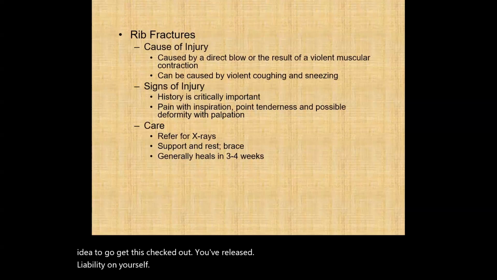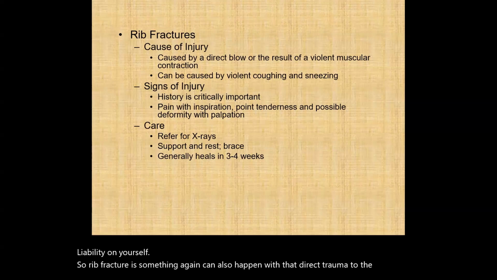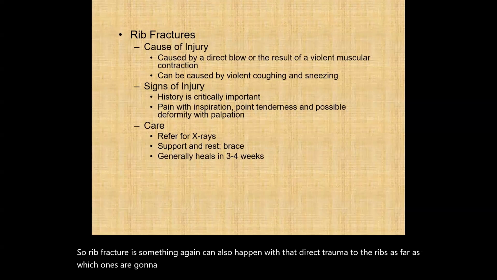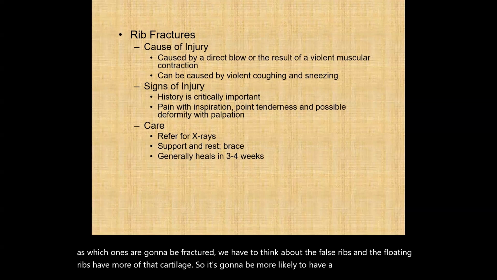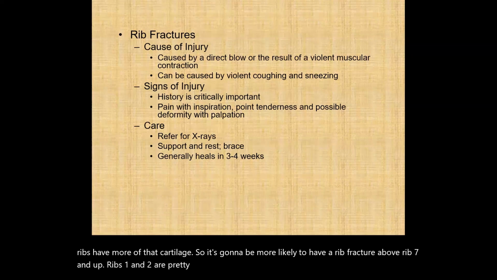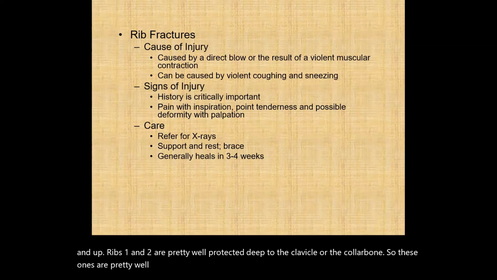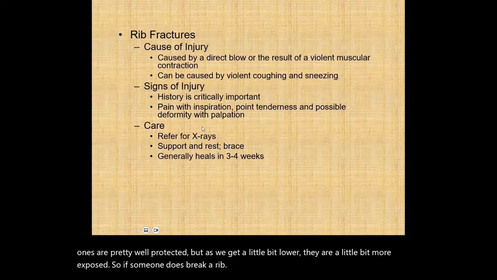So rib fracture is something, again, that can also happen with that direct trauma to the ribs. As far as which ones are going to be fractured, we have to think about the false ribs and the floating ribs have more of that cartilage. So it's going to be more likely to have a rib fracture above, ribs 7 and up. Ribs 1 and 2 are pretty well protected deep to the clavicle or the collarbone. So these ones are pretty well protected, but as we get a little bit lower, they are a little bit more exposed.